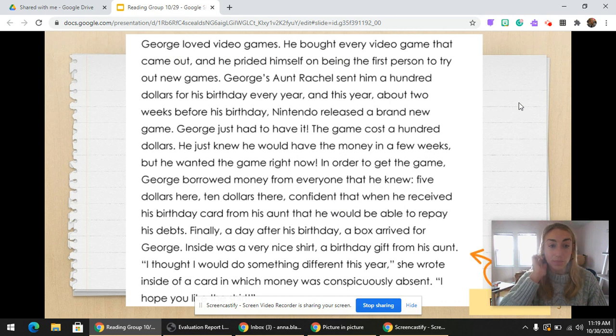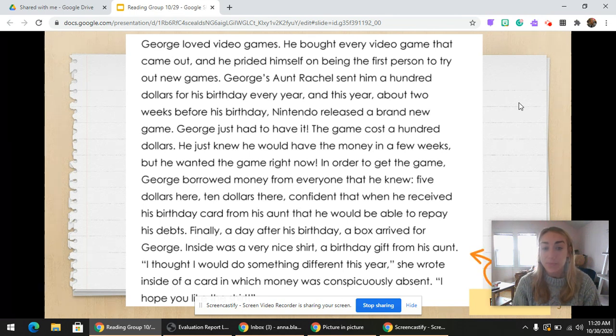So here's an example. It says, George loved video games. He bought every video game that came out, and he prided himself on being the first person to try out new games. George's Aunt Rachel sent him $100 for his birthday every year. And this year, about 2 weeks before his birthday, Nintendo released a brand new game. George just had to have it. The game cost $100. He just knew he would have the money in a few weeks, but he wanted the game right now.